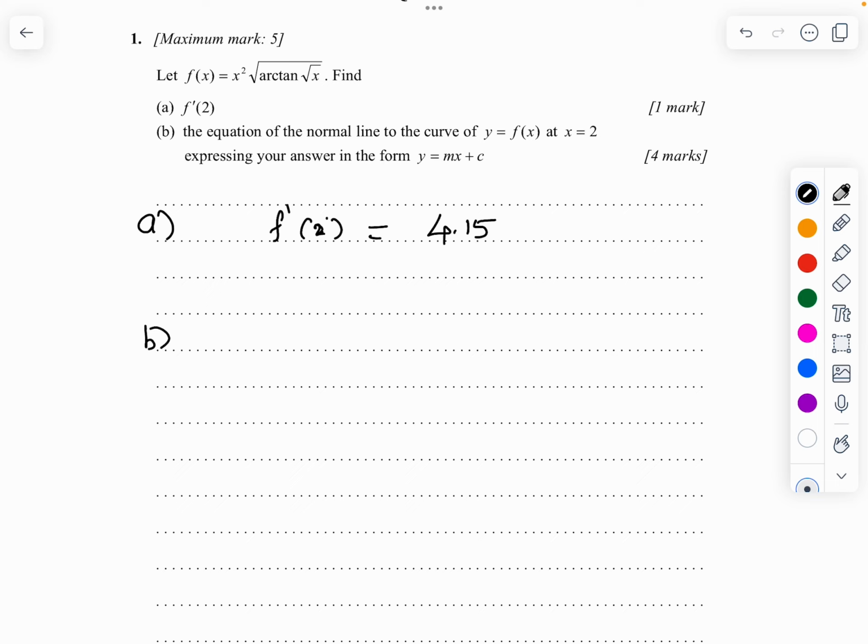Again you can draw the tangent line by GDC. This is all by GDC. So you should be getting the tangent line is minus 0.241x plus 4.39.